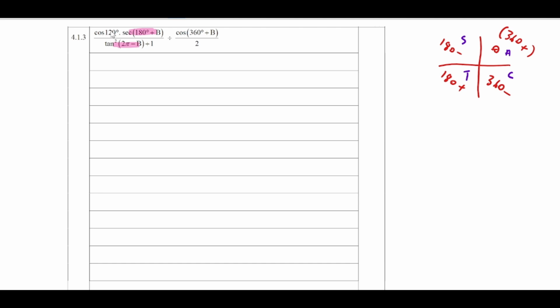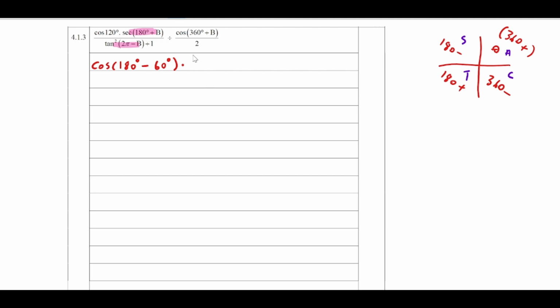We are given the cosine of 120 degrees. How do we simplify that? The cosine of 120 degrees, let's remind ourselves, 120 degrees is in the second quadrant. And in the second quadrant, what is our reduction formula? Our reduction formula is 180 degrees minus. Now, how many degrees do we need to subtract from 180 degrees so that we can have 120 degrees? We need to subtract 60 degrees. Okay? Multiply by the sec of 180 degrees plus b.